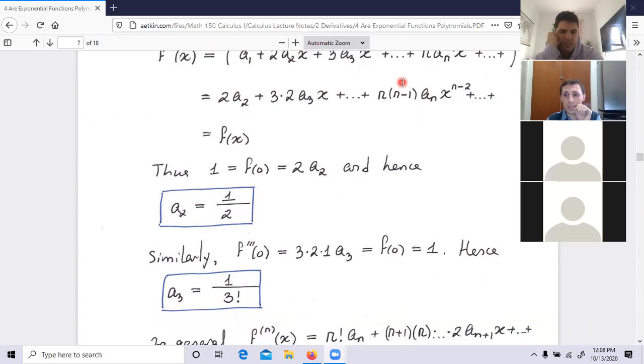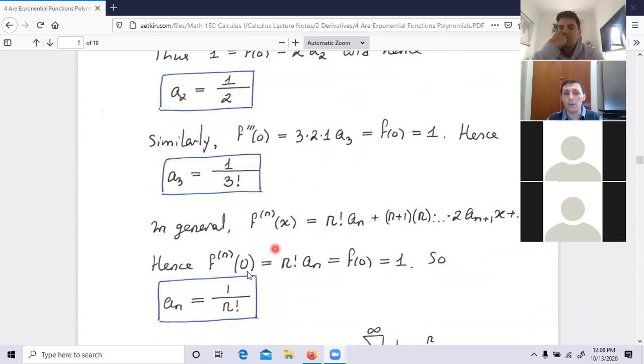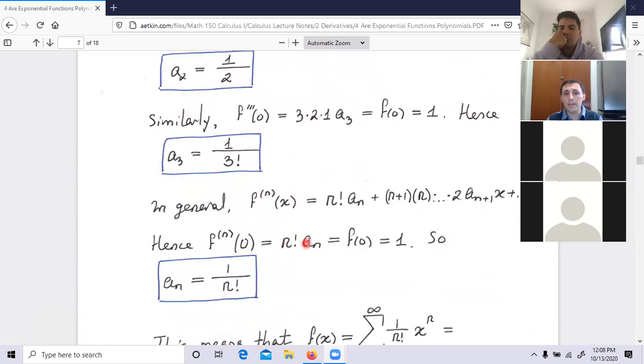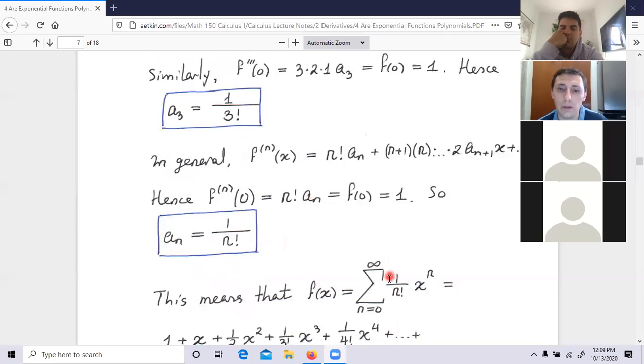You understand what I'm saying, guys? So in general, I can figure out the nth term. The nth term is n factorial times a sub n. I just plug in 0, and I get that a sub n equals 1 divided by n factorial. Yes? I figured out an arbitrary n. So here is my function. This is the way you write an infinite sum. This just means the sum from the power of x equal to 0, with the power of x increasing forever to infinity.